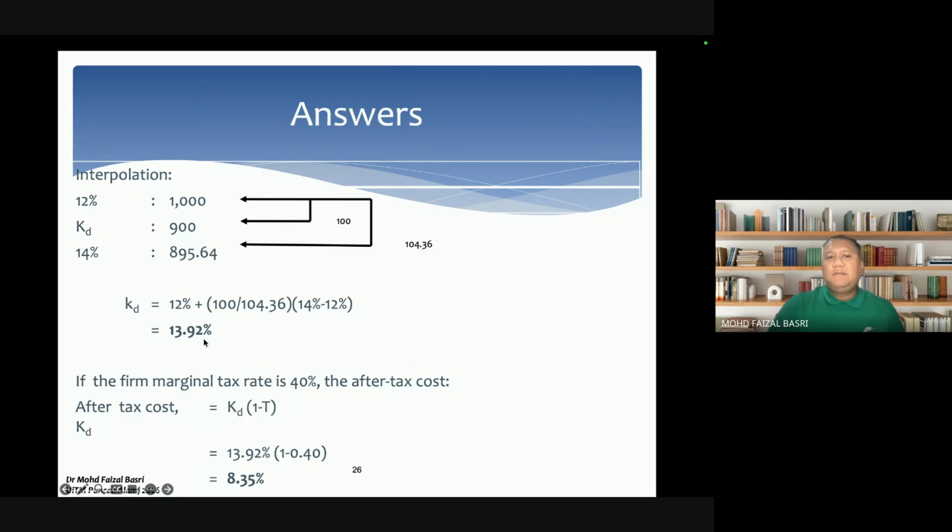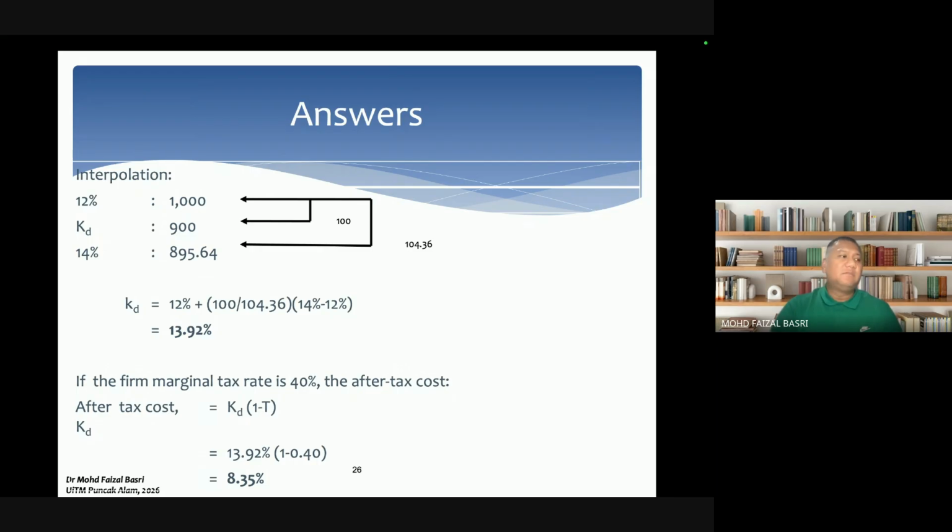Okay, lari sikit ni 13.92. So using financial calculator, it will give you 13.91, and the rate is around 8.35 lah after tax. Kalau kita kira guna YTM tadi, kita dapat 8.21 kan. So ada a slight different in terms of the answer. So I will accept both.